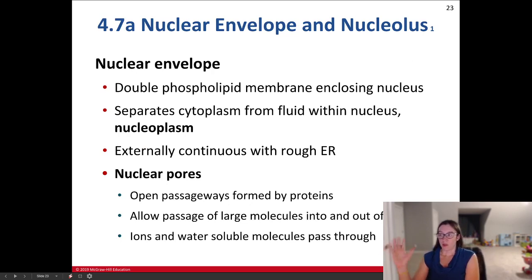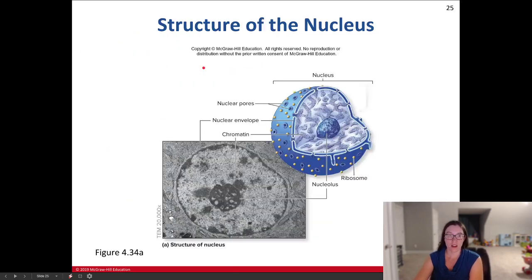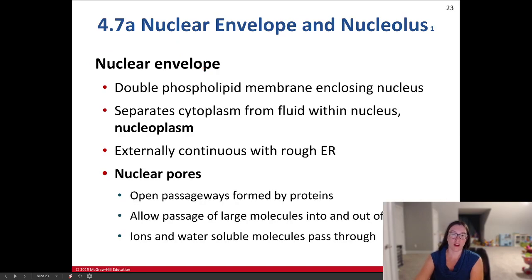All right, so that was the plasma membrane. Next we're going to talk about the nucleus. The nucleus is going to be very complicated, and the outside of the nucleus is going to be surrounded by the nuclear envelope. The nuclear envelope is a double layer of phospholipid. So it's like a double phospholipid bilayer, like 4 layers of phospholipids that encloses the nucleus.